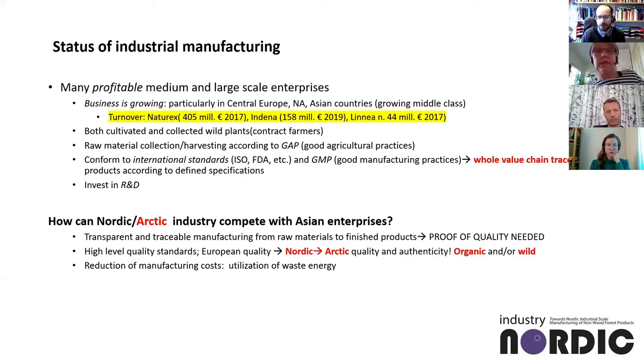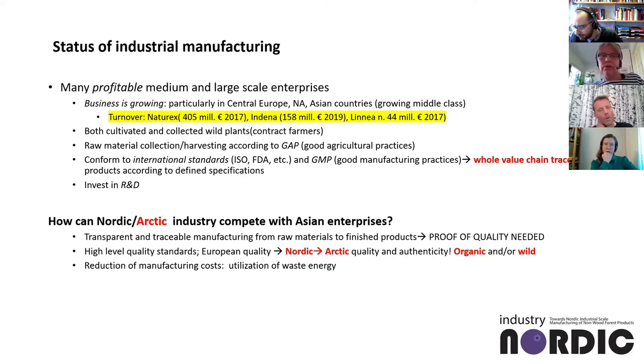Some words about the status of industrial manufacturing, because there are many profitable medium and large scale enterprises, and the business has been growing, particularly in Central Europe, North America and Asian countries. Here you can see some examples of turnovers from European enterprises like Naturex, 405 million euros, the Italian Indena and the Swiss Linnea. These companies use typically both cultivated and collected wild plants as raw materials. The raw material collection and harvesting is done according to good agricultural practices, and they conform to international standards and good manufacturing practices. So it's very important that the whole value chain is traceable. These companies typically also invest in research and development.